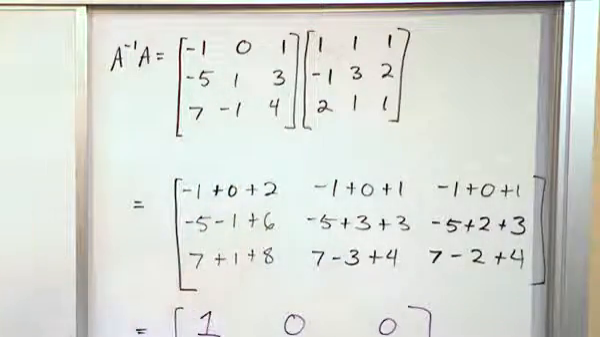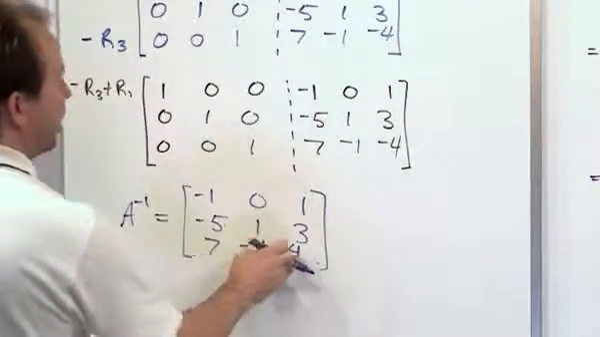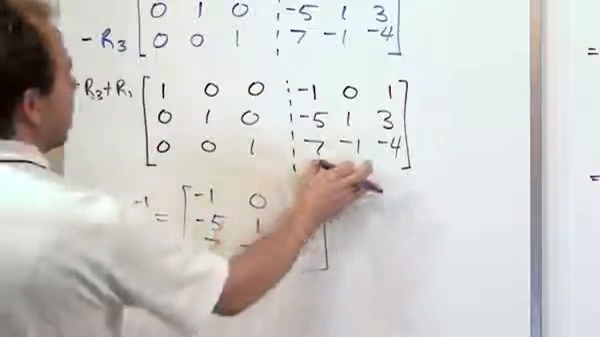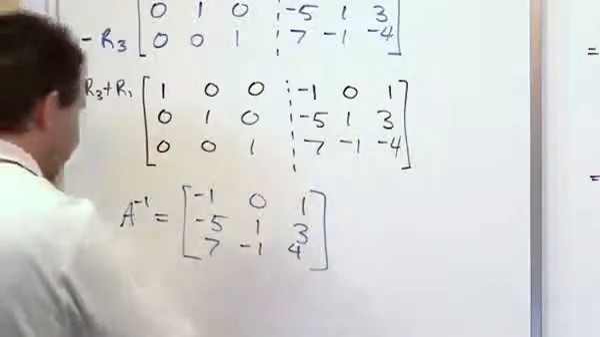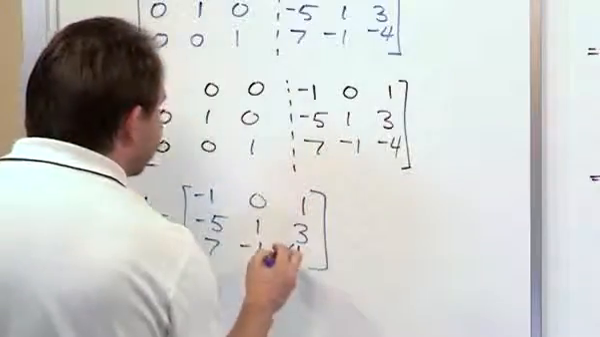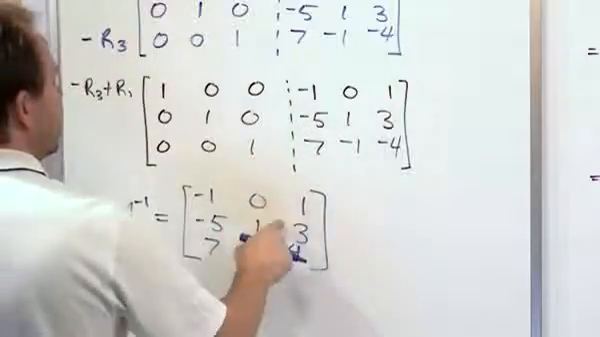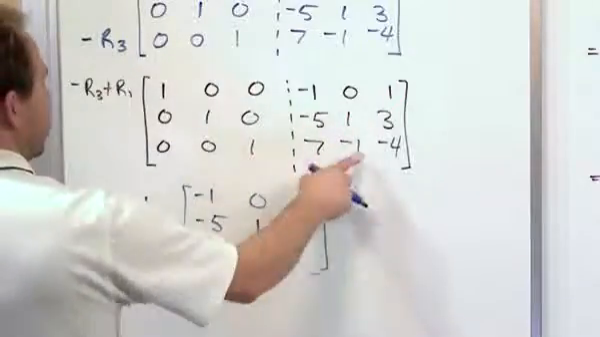I've checked it twice. I go back over here and I look to my inverse. I have a 4 here, but then I noticed that I was being a doofus here. When I wrote down my inverse, I was just going a little bit too fast. I actually have a -4 here, so let's double check. -1, 0, 1, -5, 1, 3, 7, -1, -4.